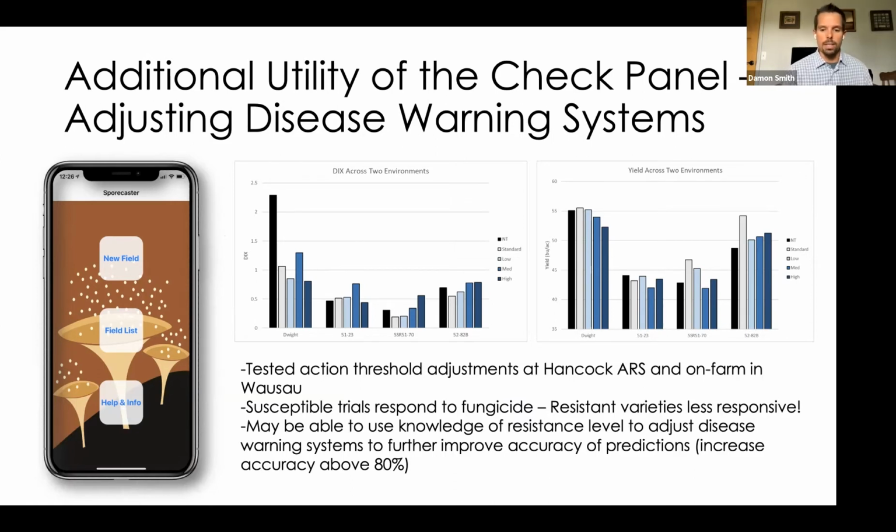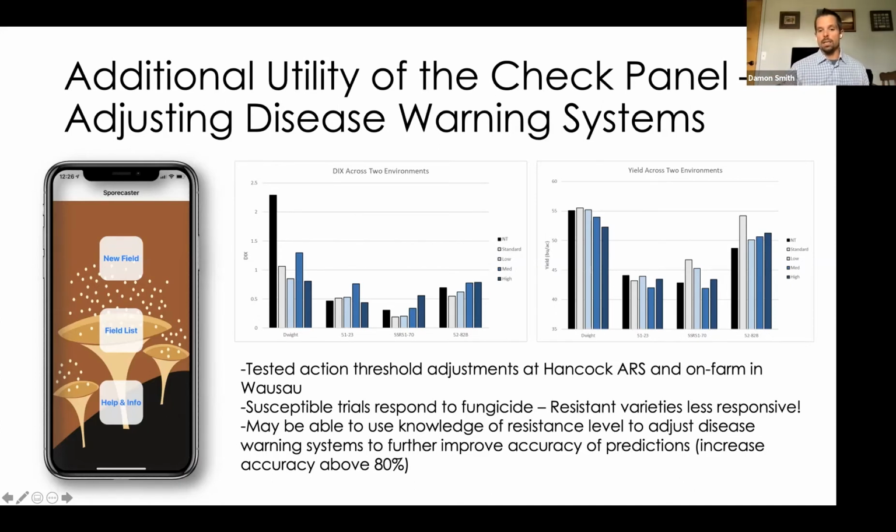So this is just some work that's just getting started with a graduate student of mine, Wade Webster. He's actually deployed these various check lines and he's spraying them at different action levels or different risk levels that we call low, medium, or high. And you can see these varieties tend to respond differentially, with Dwight highly susceptible here, really requiring a low threshold for application. But some things like SSR 5170 here actually may not need to be sprayed at all.